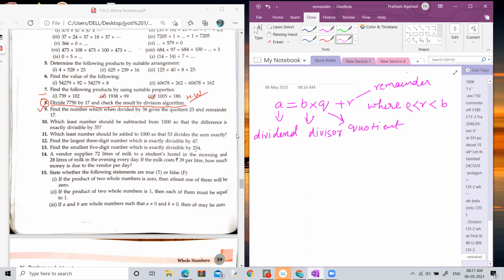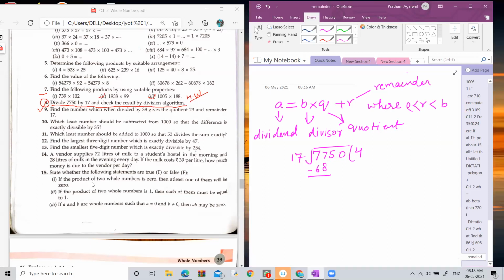Just hold a minute, beta. So here we are going to divide it by the long division method. So simply divide 7,750 by 17. Now divide it. How many times do you have to take it? 17 fours are, when you multiply 17 by 4, it gives you 68. When you subtract 68 from 77, how much does it give you?